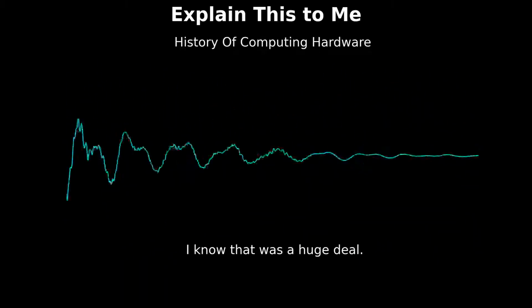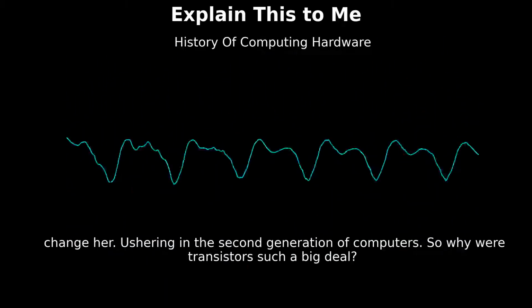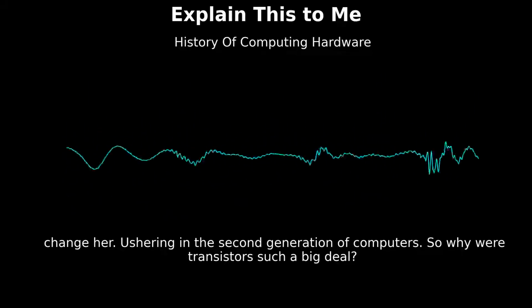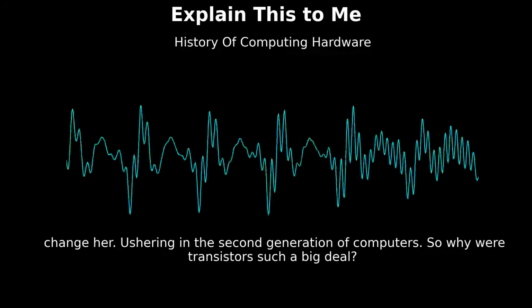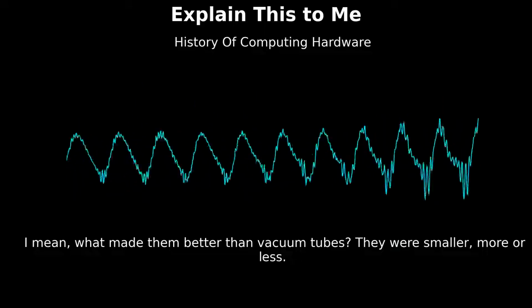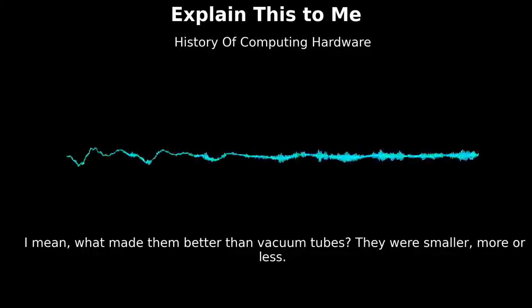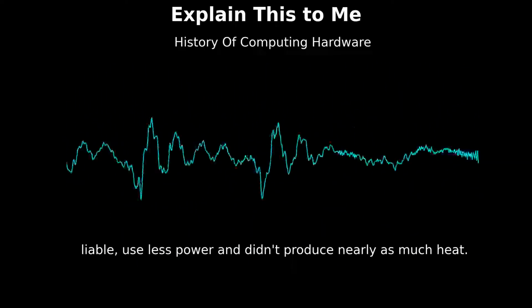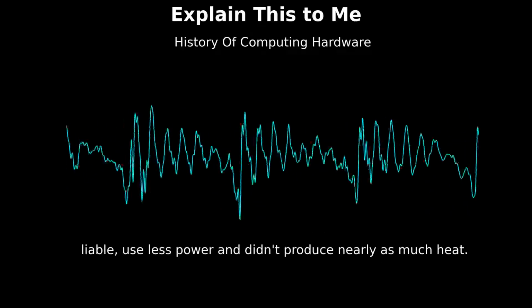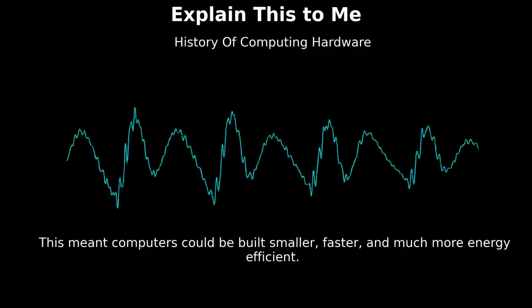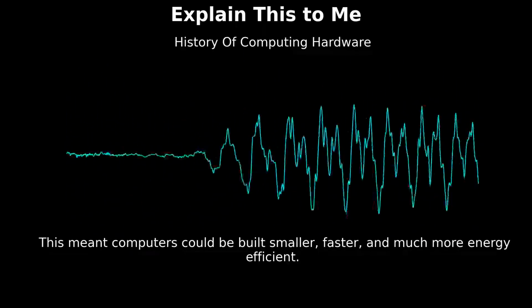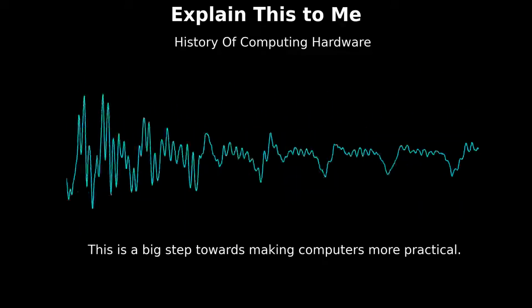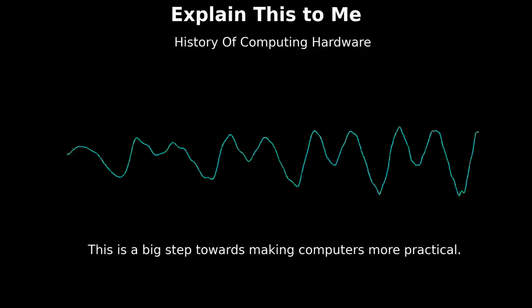So why were transistors such a big deal? I mean, what made them better than vacuum tubes? They were smaller, more reliable, used less power, and didn't produce nearly as much heat. This meant computers could be built smaller, faster, and much more energy efficient. So this is a big step towards making computers more practical. Absolutely. They were key in making computers more accessible to businesses and research institutions.